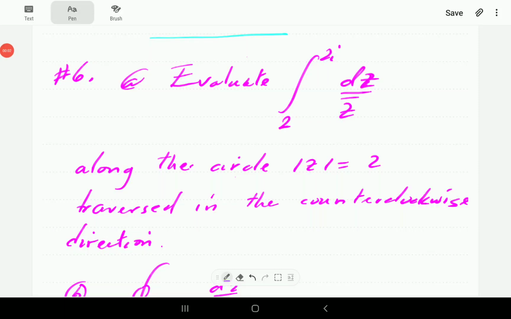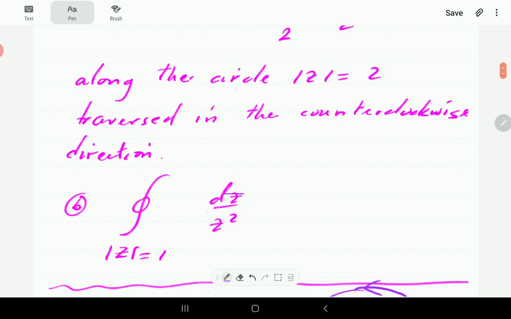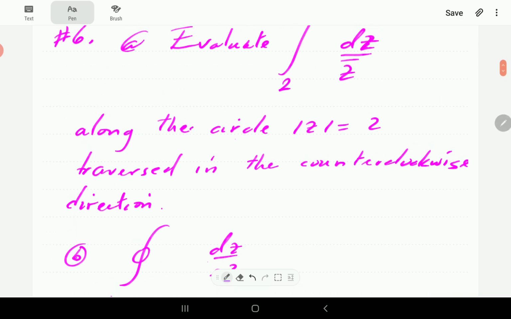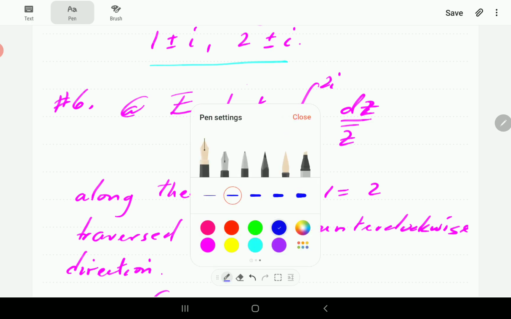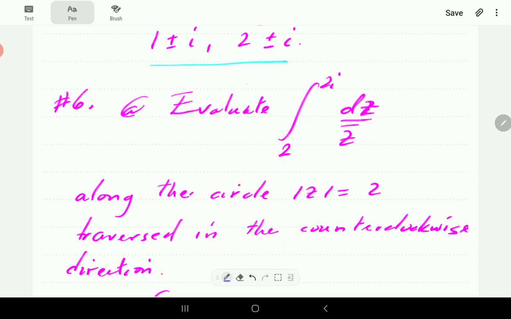In this video we are going to look at number 6. We're going to do A, then we're going to give you a chance to have a go at B. In A we see that in the denominator we've got Z bar, and we've already said that Z bar is not analytic, so that means Cauchy's integral theorem is not going to be applicable here. So that means we just have to work this out manually, if you like.